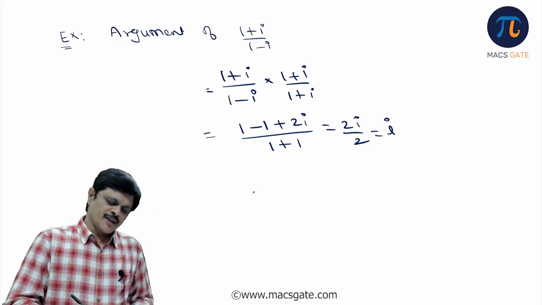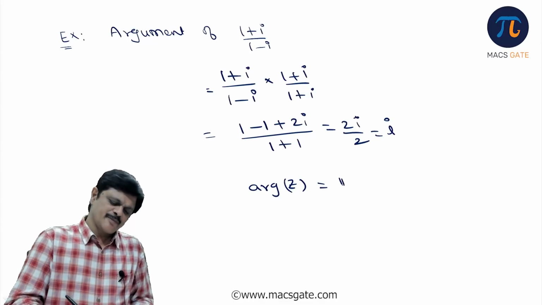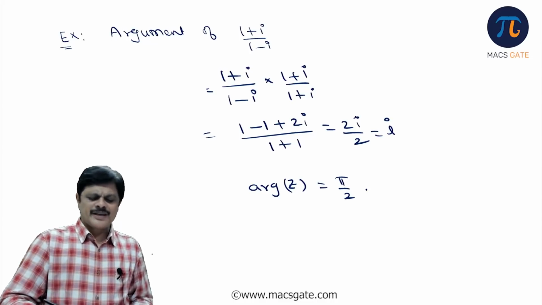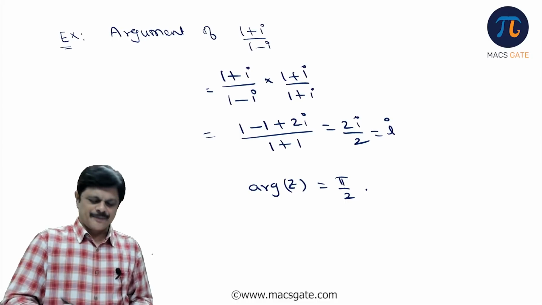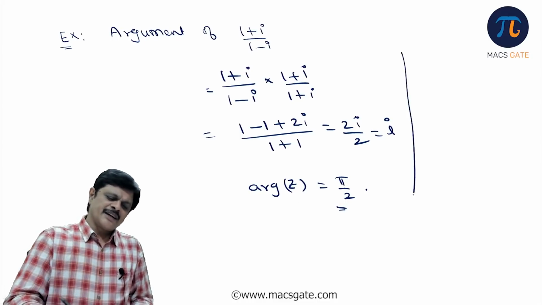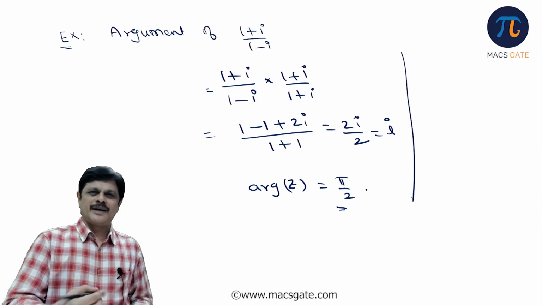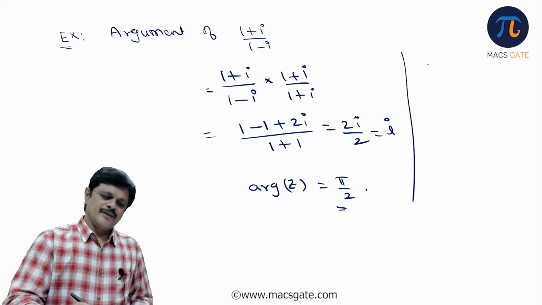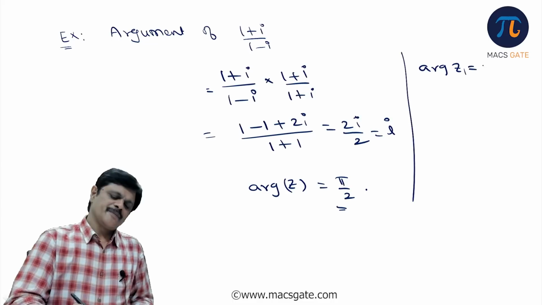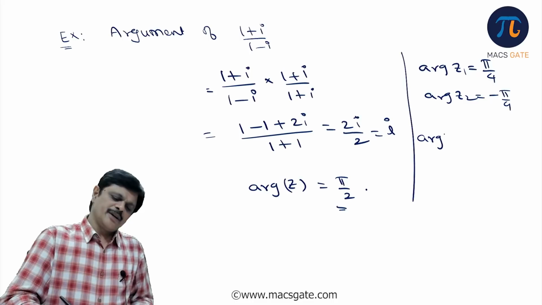So once it is i, what is the argument, sir? See, argument means general argument, but generally we write the principal argument only, which is pi by 2. The general argument means pi by 2 plus 2k pi. That is the answer. Even you can use the Z1 by Z2 method also. Argument of Z1 minus argument of Z2 also you can find. What is the argument of Z1, sir? Numerator we call as Z1. So the argument is pi by 4. Argument of Z2 is what, sir? Minus pi by 4. So what is the argument of Z1 by Z2, sir?